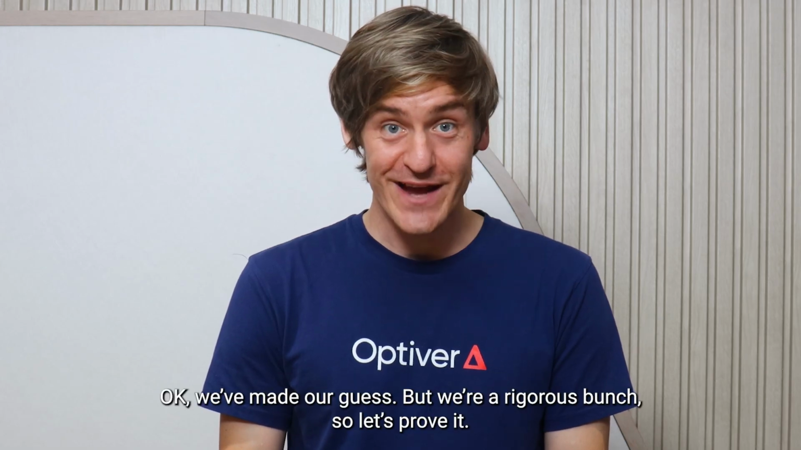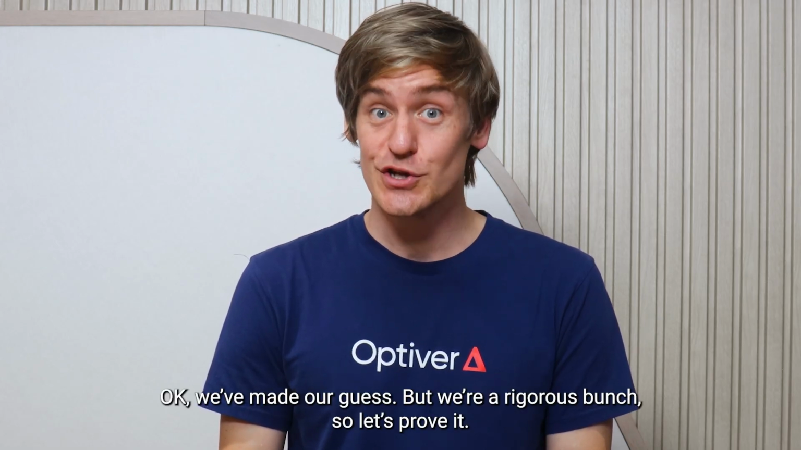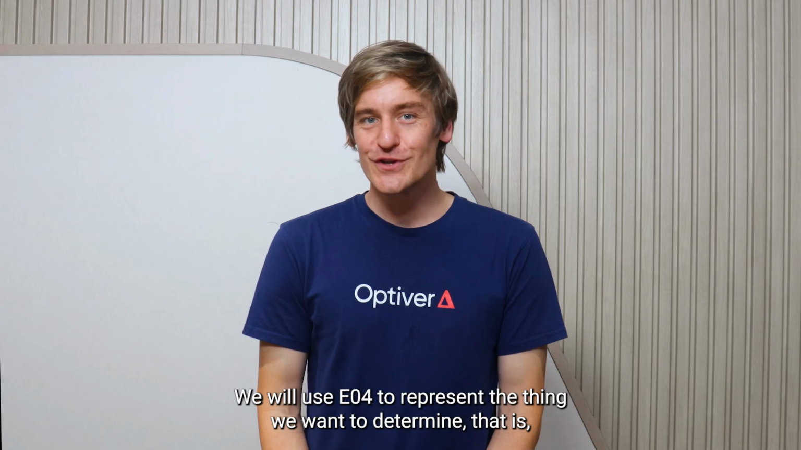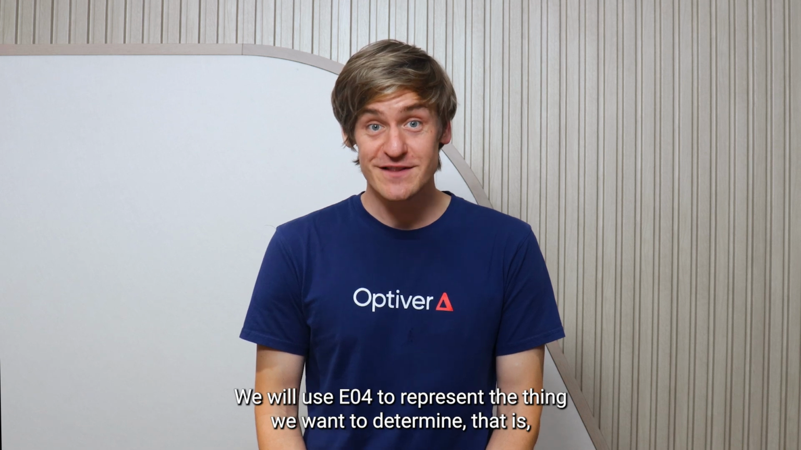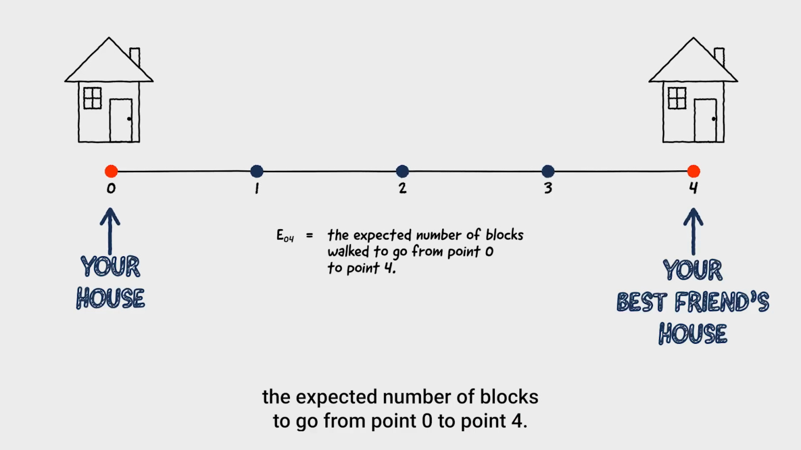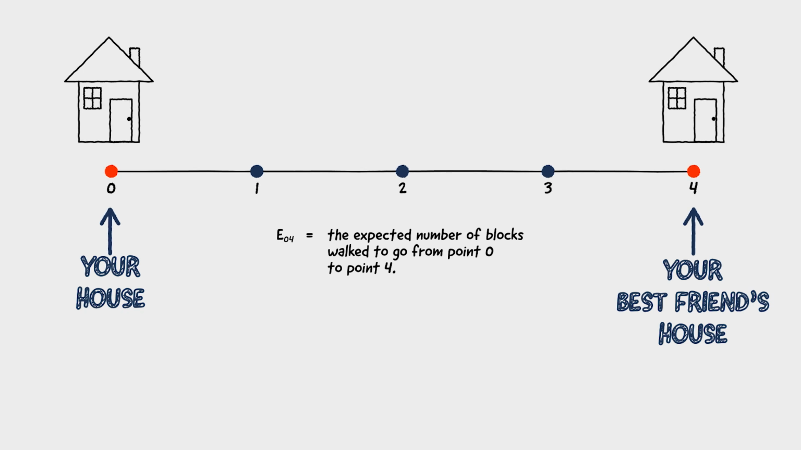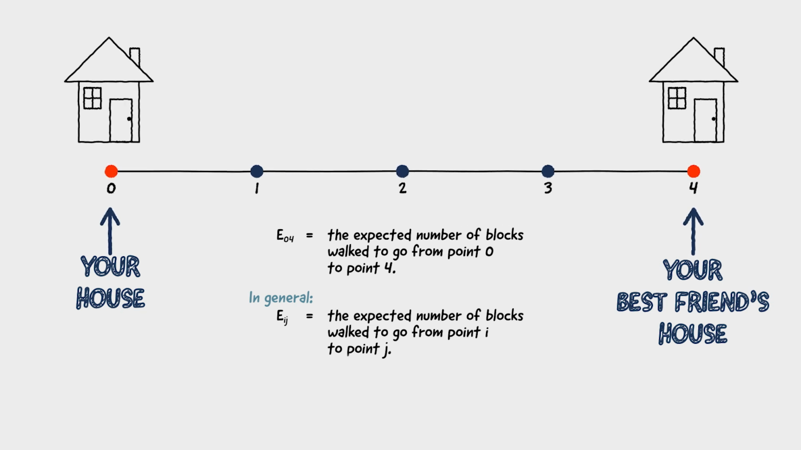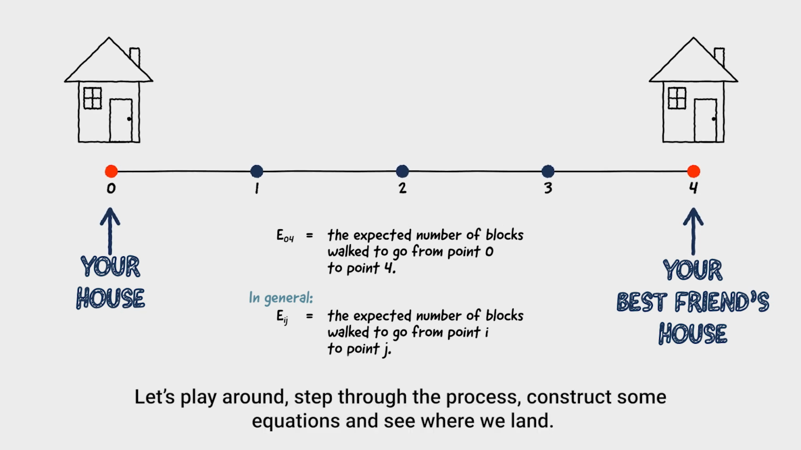Okay, we've made our guess, but we're a rigorous bunch, so let's prove it. We will use E04 to represent the thing we want to determine, that is, the expected number of blocks to go from point 0 to point 4. In general, we will use Eij to denote the expected number of blocks to go from point i to point j. Let's play around, step through the process, construct some equations, and see where we land.